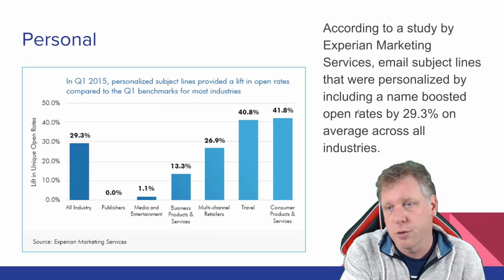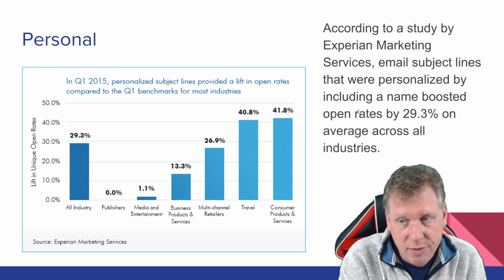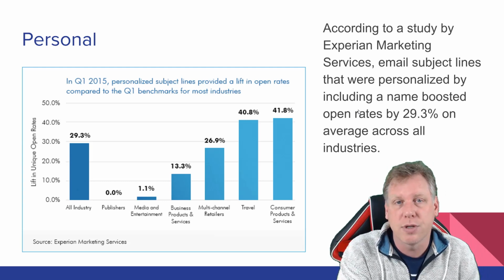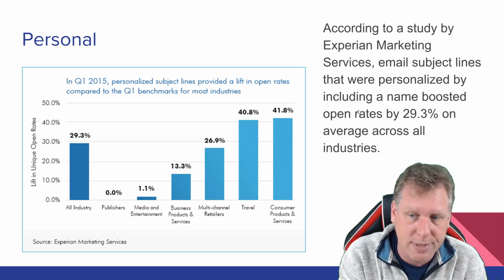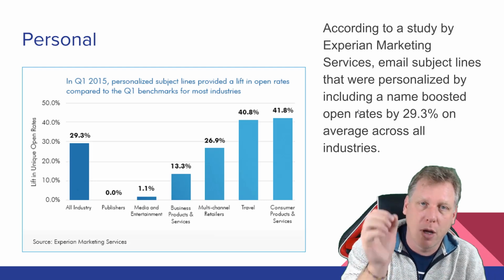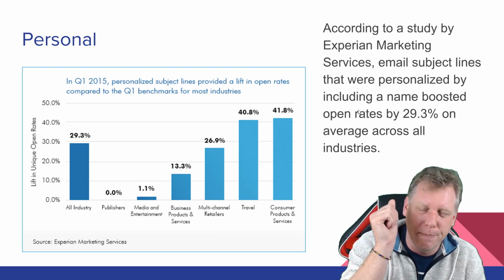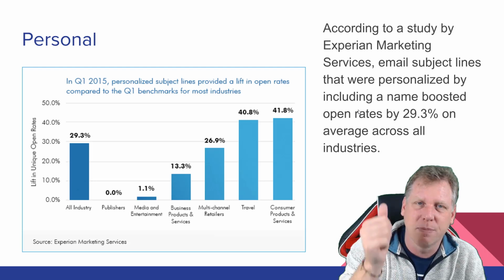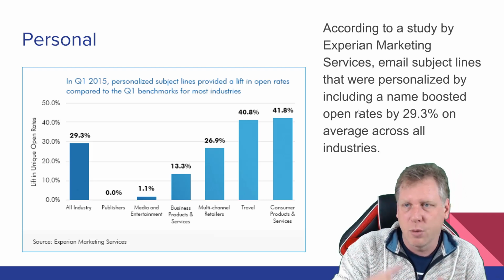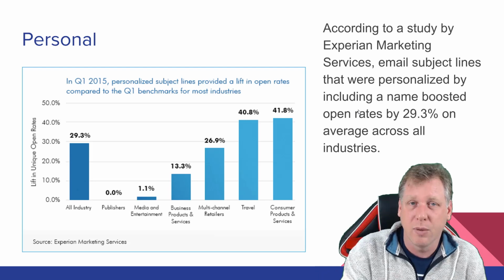Go personal. According to a study by Experian Marketing Services, email subject lines that were personalised by including a name boosted open rates by 29.3% on average across all industries. If you don't know their name, more than anything else, speak to them. Don't ever say we. You know, it's the old urinary problem. We, I. No one cares about you.